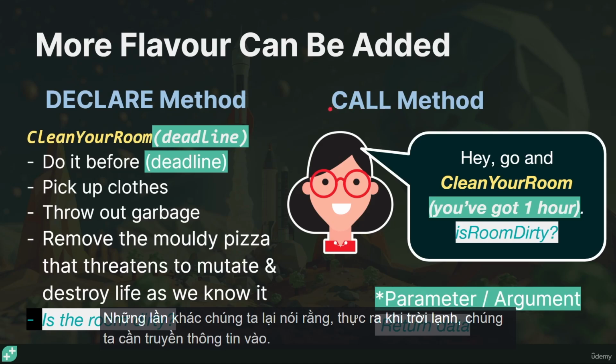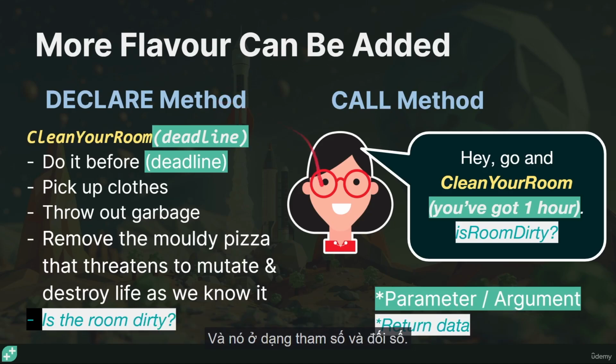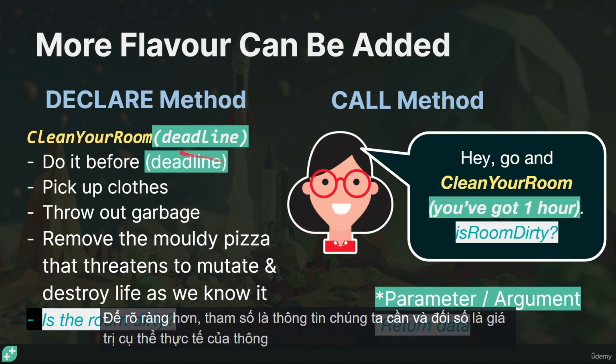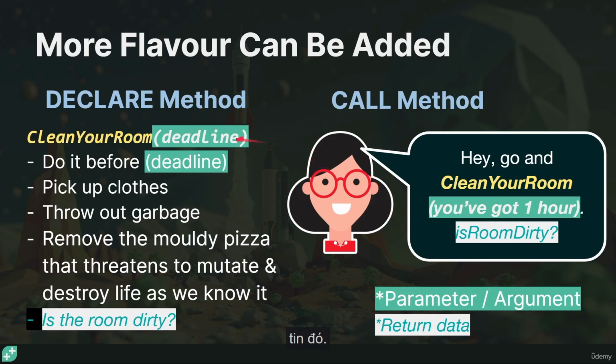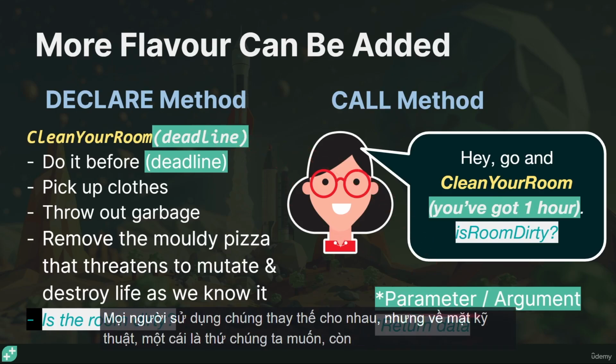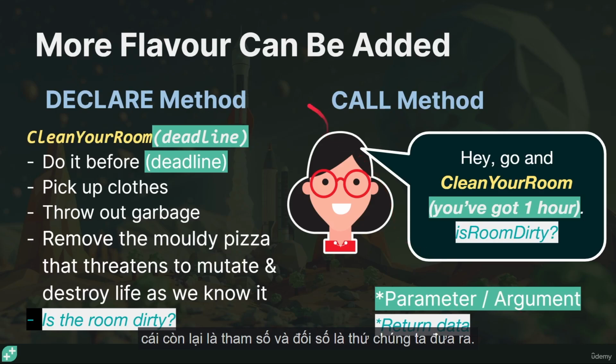Other times we're saying, well, when it's called, we need to pass information in, and that's in the form of parameters and arguments. Just to be clear, a parameter is the information we need, and the argument is the actual specific value of that. So it kind of means the same thing. People use these interchangeably, but technically one is the thing we want, which is the parameter, and the argument is the thing we're giving.